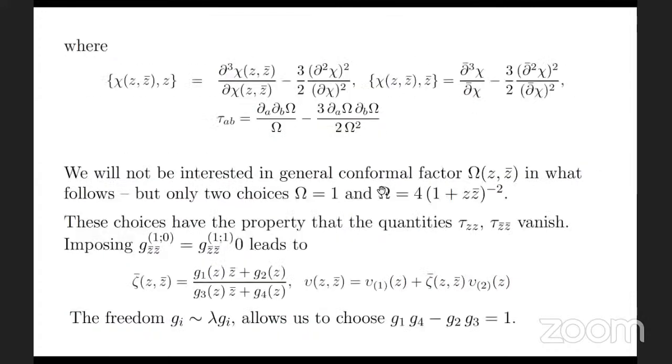I'm not going to be interested in general omega. I'm going to be interested in two cases, omega equals 1 and omega equals 4 over (1 plus Z Z bar) whole square. This corresponds to the second metric that I wrote down, where the boundary is C, a complex plane, whereas this corresponds to the boundary conformal factor being S2.